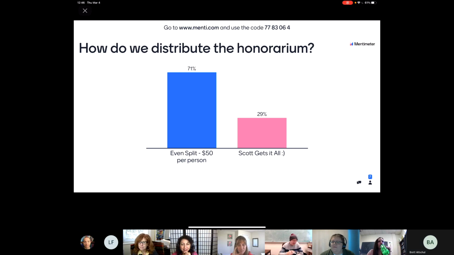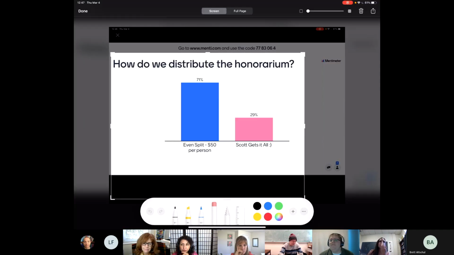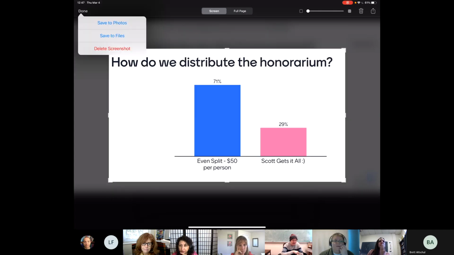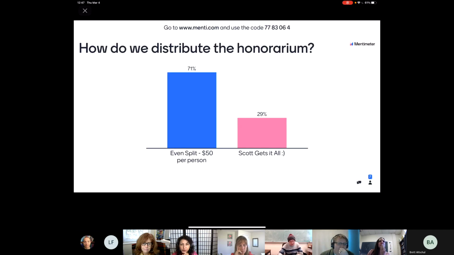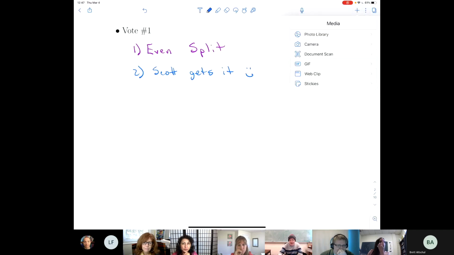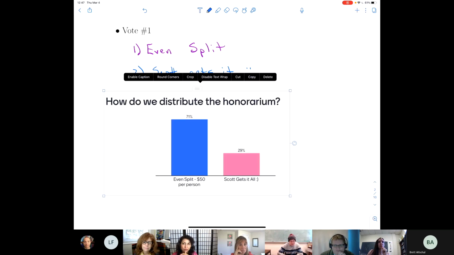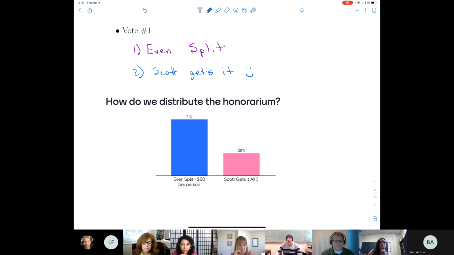And so what I do often is I will take a screenshot of this. I'm going to just really fast crop this a little bit. I'm going to save this to my photos. And what I can do then is switch between my apps, and I can add from my photo library, and I can put this right into these notes. And there's the live vote that we did.